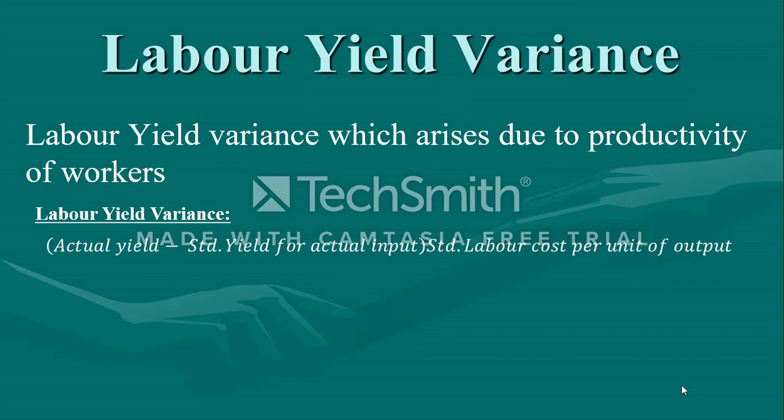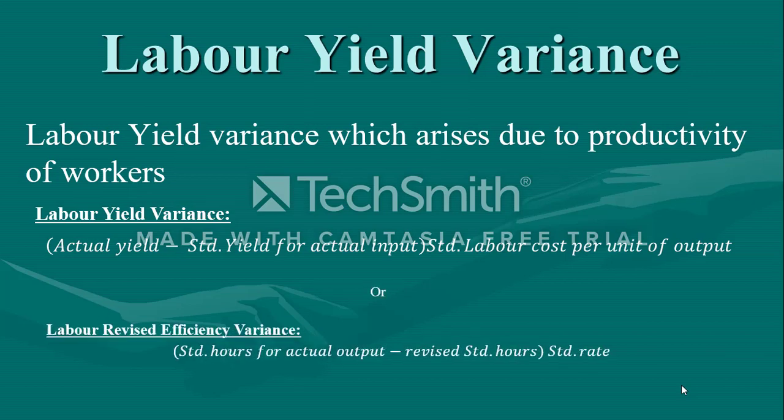So the formula is: labor yield variance equals actual yield, which they will give in the problem, minus standard yield for actual output, into standard labor cost per unit of output. Another formula: with the help of labor revised efficiency variance we can ascertain the labor yield variance. Standard hours for actual output minus revised standard hours, into standard rate. That is the formula for calculation of labor revised efficiency variance.